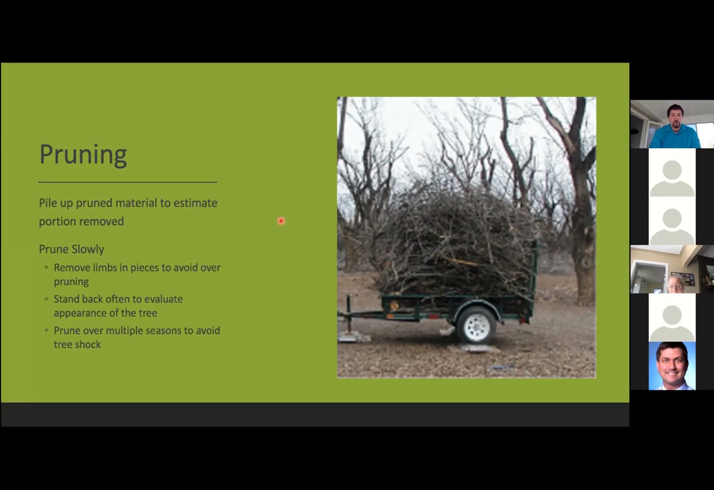If you have more pruning than can be done in a single season, that's okay. Oftentimes it does take a little while to get your trees back in order. If you've purchased a new property or something like that, you can prune over multiple years, but you don't want to overdo it and prune all of it at once.